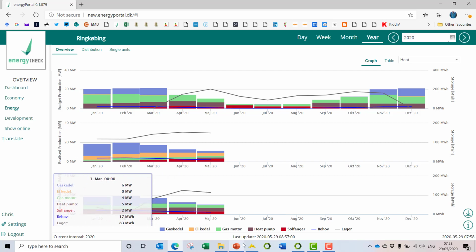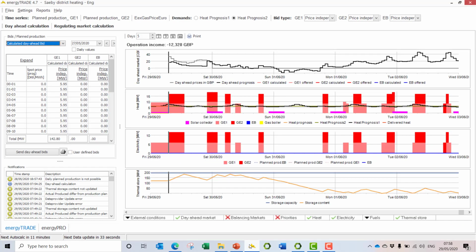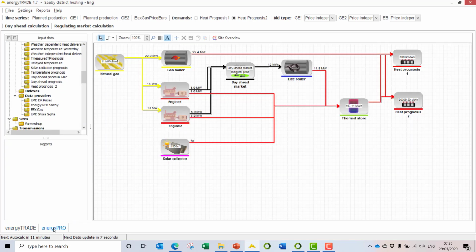Let's now have a look at energyTRADE. So energyTRADE again uses the underlying functionality of energyPRO, but the idea with energyTRADE is that this is about controlling a system. So this would be set up not just to read from your plant, but also to write back to the plant to make it actually achieve the simulation that you've made from your energyPRO model.